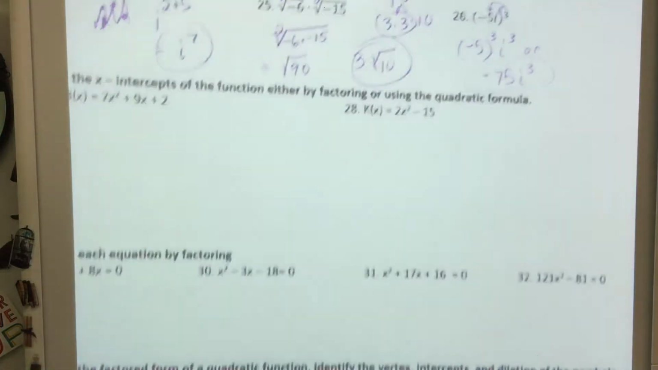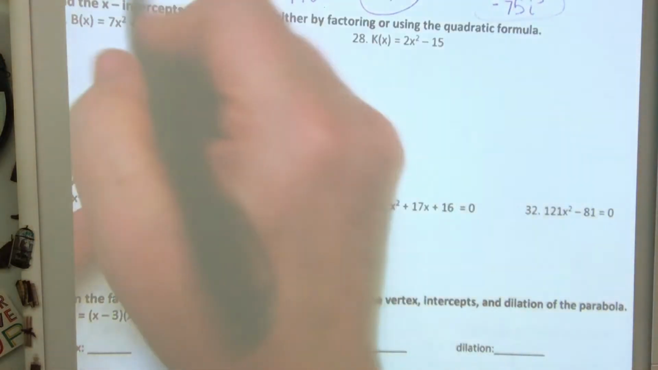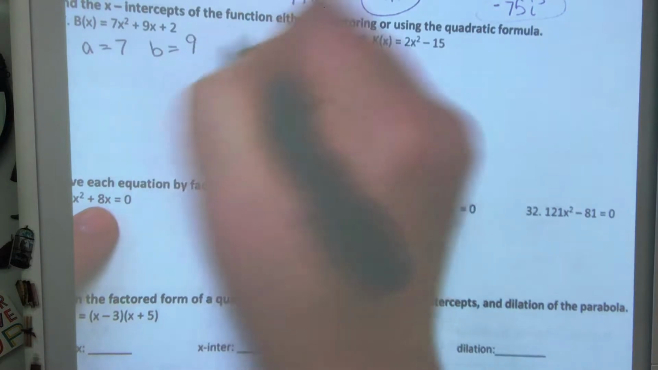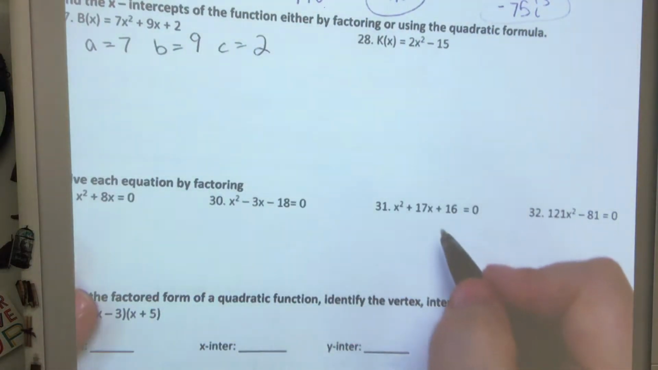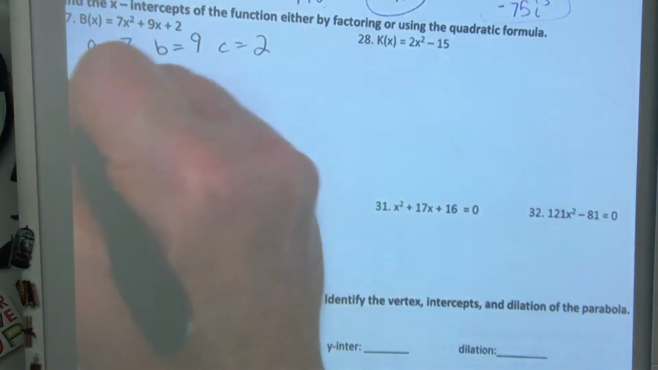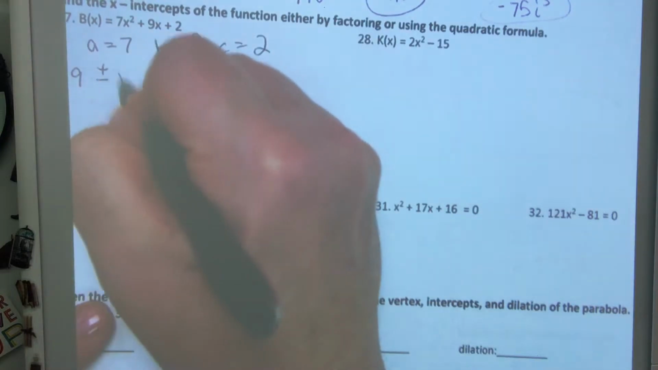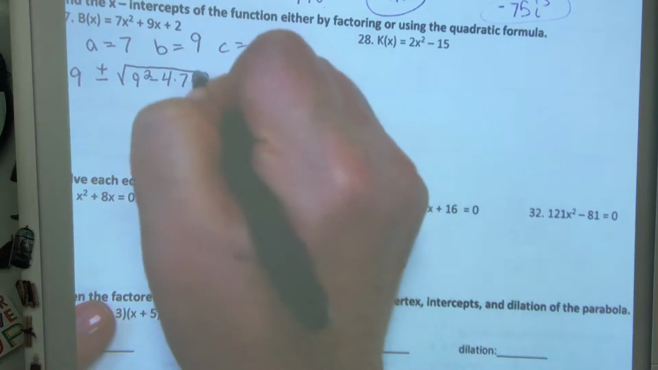Now, the quadratic formula, everyone by now should at least be able to figure out what your a is, what your b is, what your c is. So for this one, a equals 7, b equals 9, c equals 2. Somewhere on your test will be the quadratic formula. Right now you should have your graphic organizers. And if I were to plug all the numbers in, I'd get -9 plus or minus square root of 9 squared minus 4 times 7 times 2.